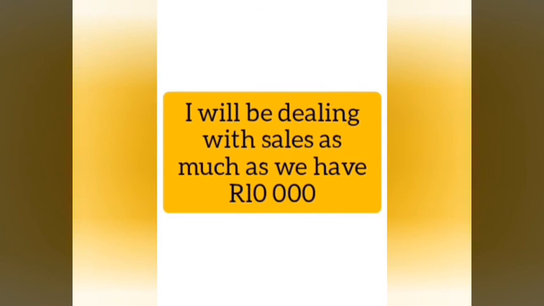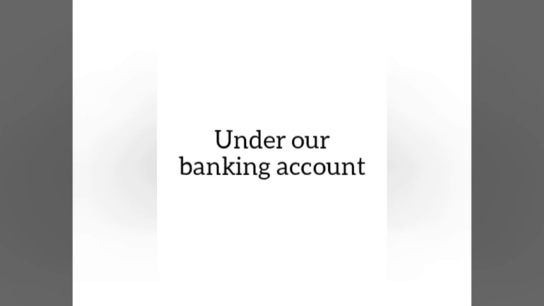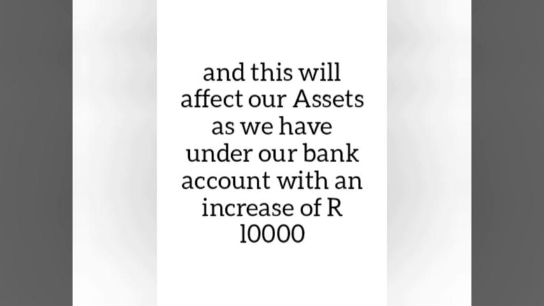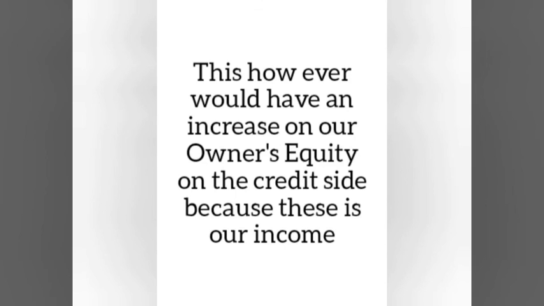I will be dealing with sales. As much as we have 10,000 for sales, it means that we're going to record sales under CRJ, which is your cash receipts journal, under the bank column, under our banking account. And this will affect our assets as we have debited our bank account with an increase of 10,000 on the debit side of our assets account. Furthermore, we have recorded sales under CRJ on the sales column with 10,000, and this, however, will have an increase on our owner's equity on the credit side because this is our income.